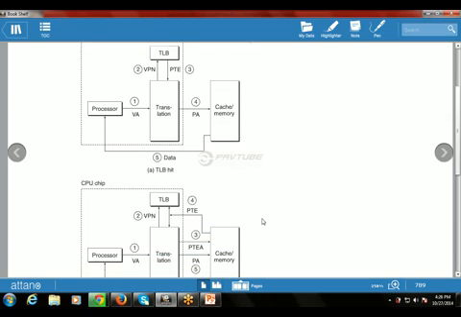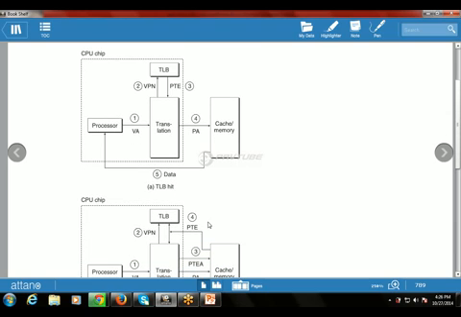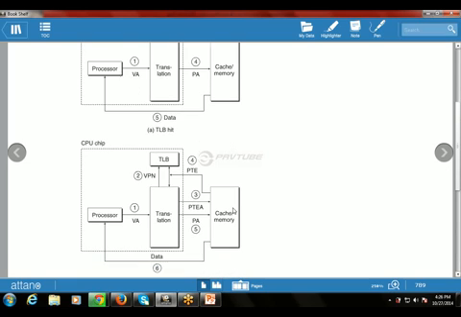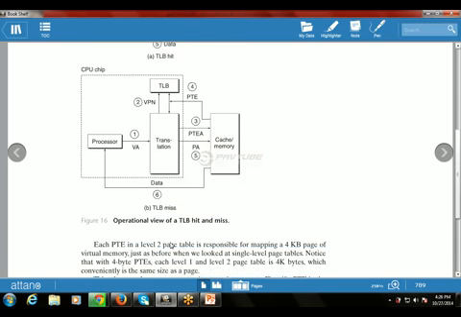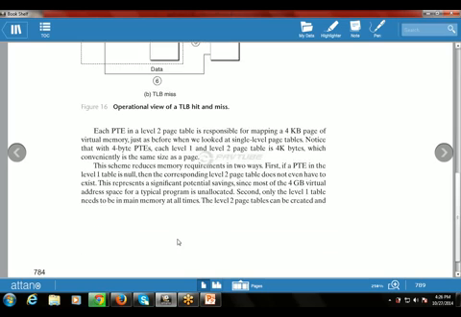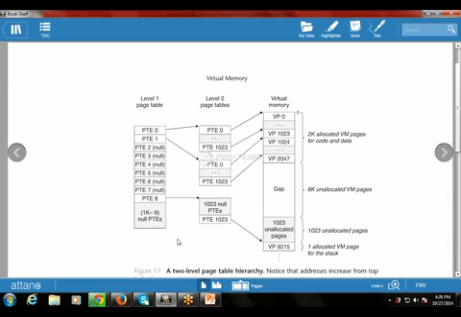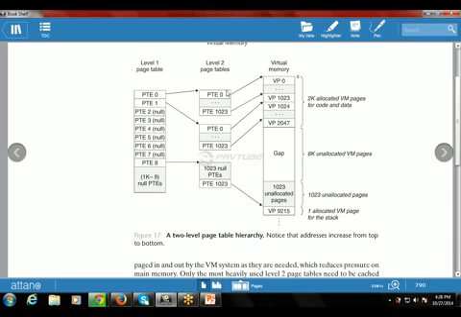This is an example of when there is a TLB hit, that is, a translation lookaside buffer is available, and when there is a TLB miss. This is an example of a multi-level page table, that is, a level 1 page table and a level 2 page table. Then there is virtual memory. So these are the two levels of page tables, and then there is virtual memory.